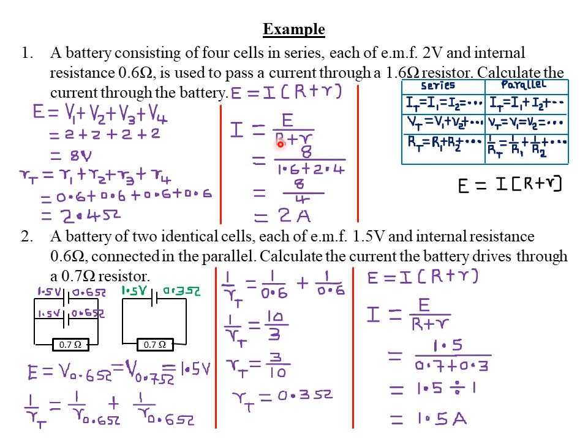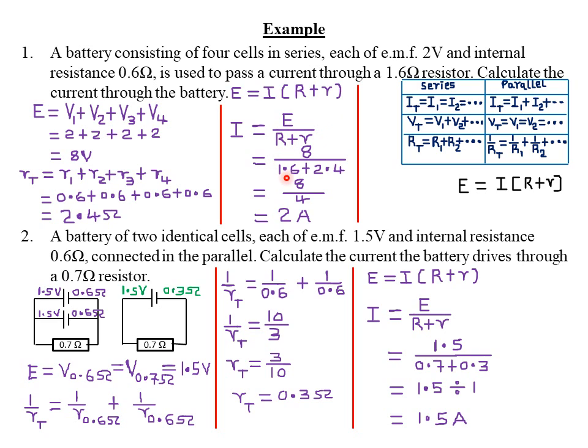That is, R is the resistance of the external resistor, and small r is the total internal resistance of that particular battery. So the EMF, we have found that the EMF of the battery is 8 volts. So 8 volts divided by the resistance of the external resistor. We are told that an EMF of 2 volts and internal resistance of 0.6 is passed to a current through a 1.6 ohm resistor.